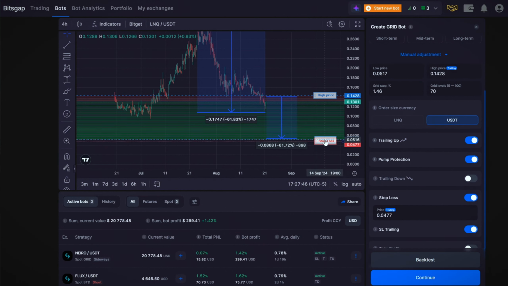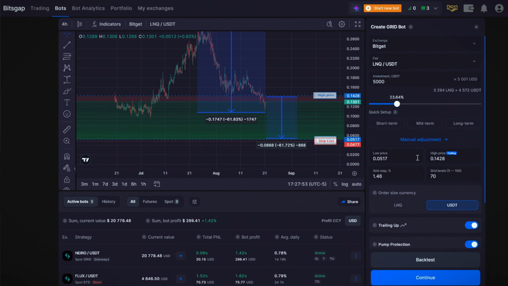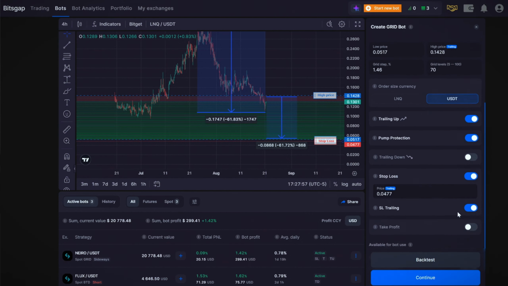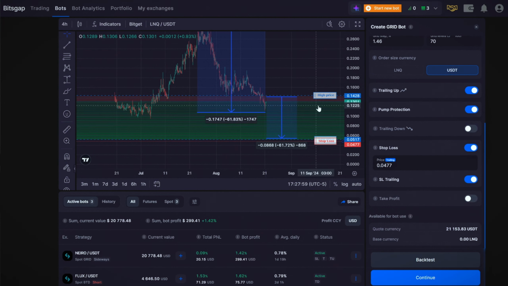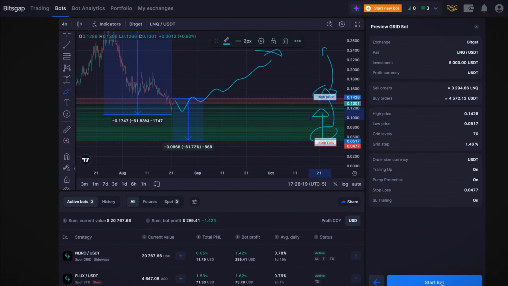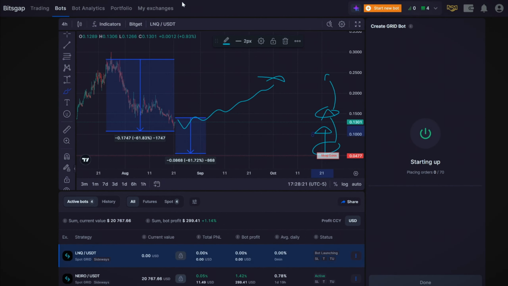I'm gonna set a stop loss, very important, especially if there are not enough support levels. You want to use a stop loss. Then I do use trailing up, pump protection, and stop loss trailing as well, which essentially means that once the cryptocurrency starts going up in price, high price is gonna follow, low price is gonna adjust itself as well, and the stop loss is going to be readjusted. Then click on continue and start the bot.